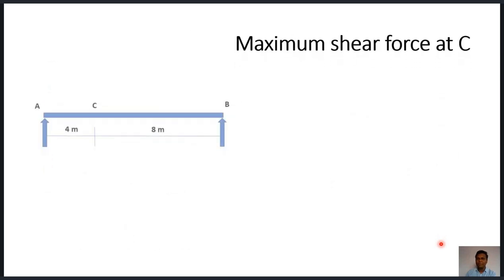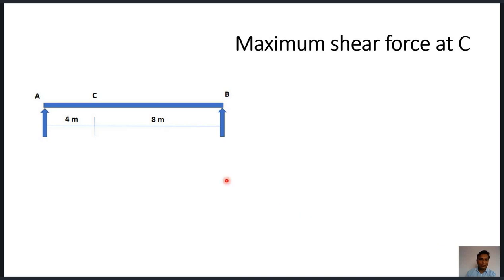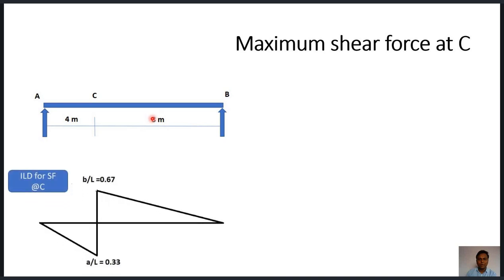Okay, so after discussing maximum reaction, let us go for shear forces. Now to find the maximum shear force at a point C, what is point C? This is one point which is at 4 meter from the left hand, which is given in the example. So for this position of point C, we need to first define what is our a and what is our b. Here small a is equal to 4 and small b is equal to 8. Now by taking small a is equal to 4 and small b is equal to 8, first of all we need to draw the standard influence line diagram for shear force at C.